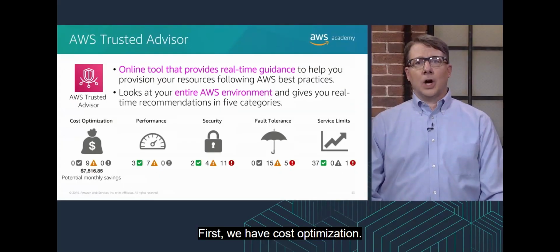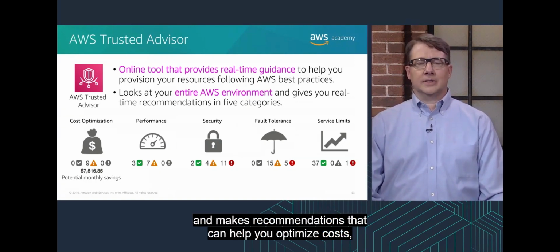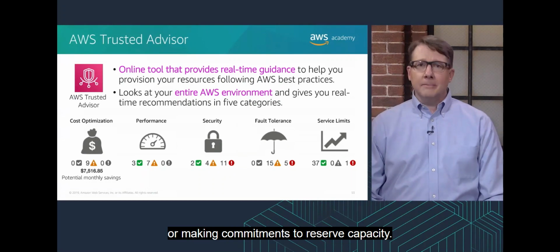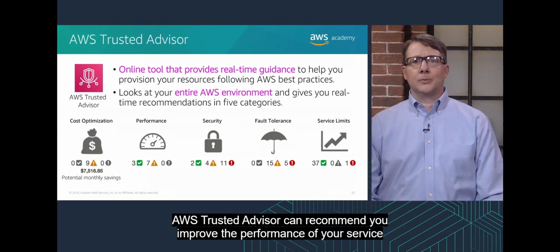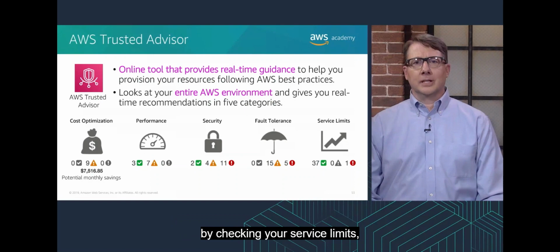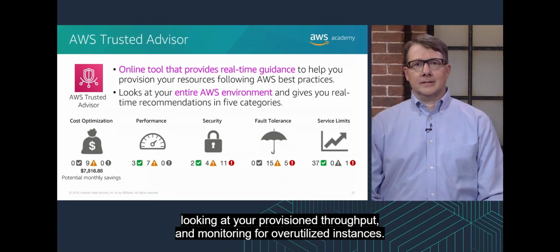First, we have cost optimization. AWS Trusted Advisor looks at your resource usage and makes recommendations that can help you optimize costs, such as eliminating unused and idle resources or making commitments to reserved capacity. Next up is performance. AWS Trusted Advisor can recommend you improve the performance of your service by checking your service limits, looking at your provisioned throughput, and monitoring for overutilized instances.